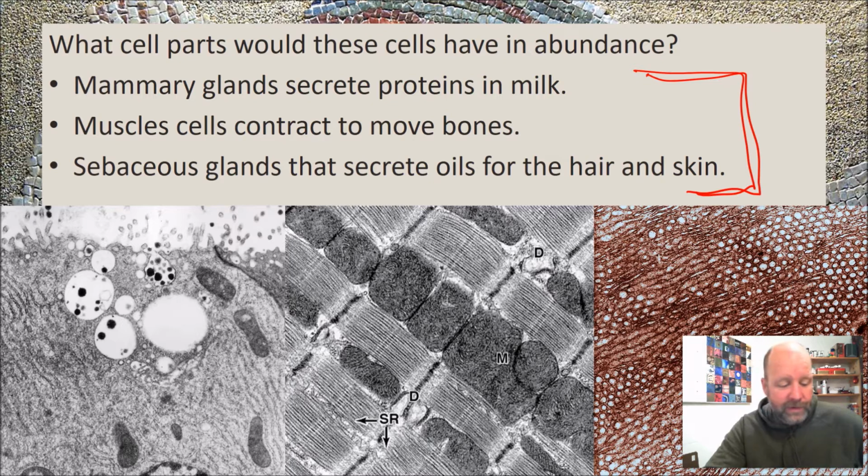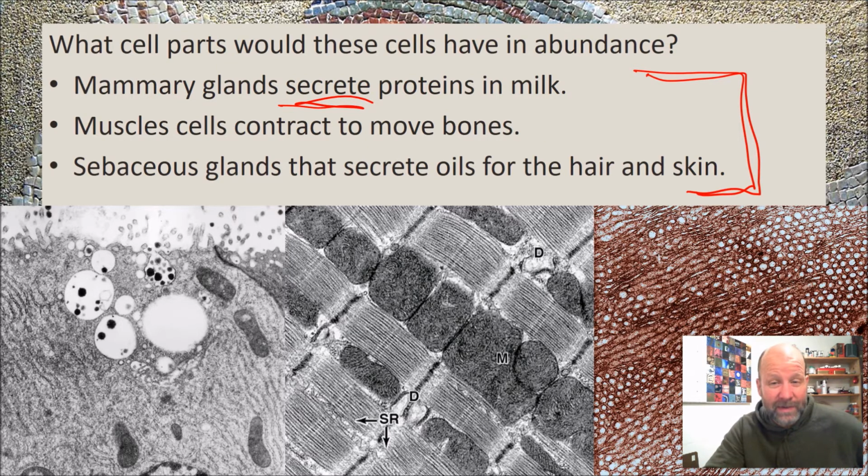So any cell that's going to be secreting things is going to have lots of ER and Golgi, rough ER and Golgi, right? Because that's going to be secreting proteins. You're going to assemble those proteins in the ER, and then they're going to be transported to the Golgi, and then they're going to be transported to the cell membrane through vesicles, and they're going to be dumped outside of the cell.